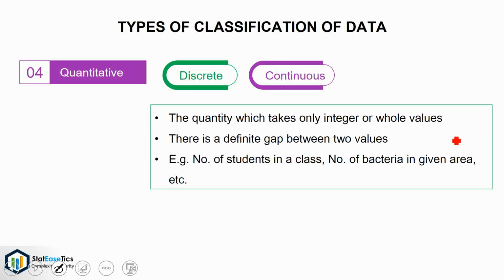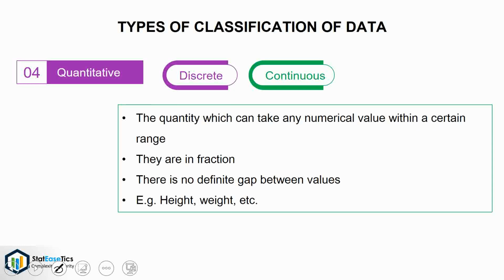Discrete classification: the quantity takes only integer or whole values, and there is a definite gap between the 2 values. For example, number of students in a class, number of bacteria in a given area would always take whole numbers or whole values. They can never be in fractional or decimal values, like number of students can be 25, 30, 50, but it cannot be 51.3, etc. So here it constitutes discrete classification.